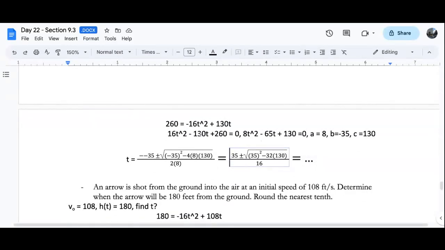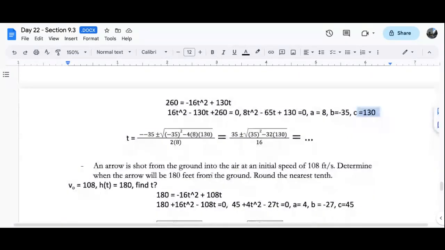So figure out the a, b, right? Put everything on one side. Put one side to be 0, and look for the common factor. Common factor is 2, so divide every term by 2 to simplify the equation. The number before t squared is a, the number before t is b, the constant number, 130, is c. Plug into the quadratic formula.